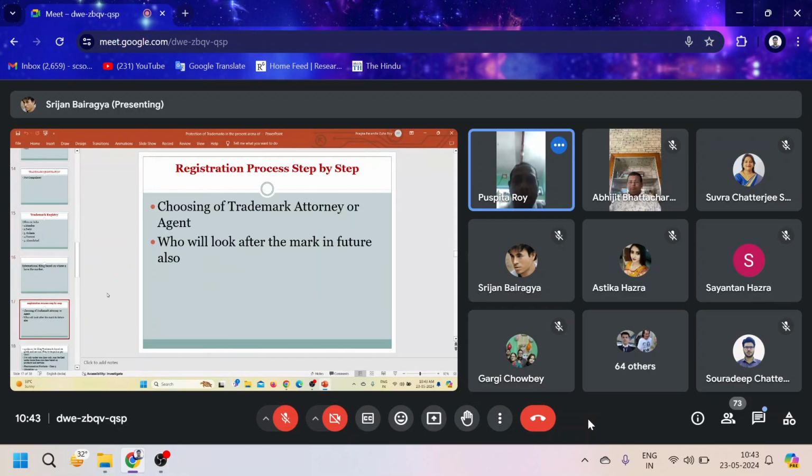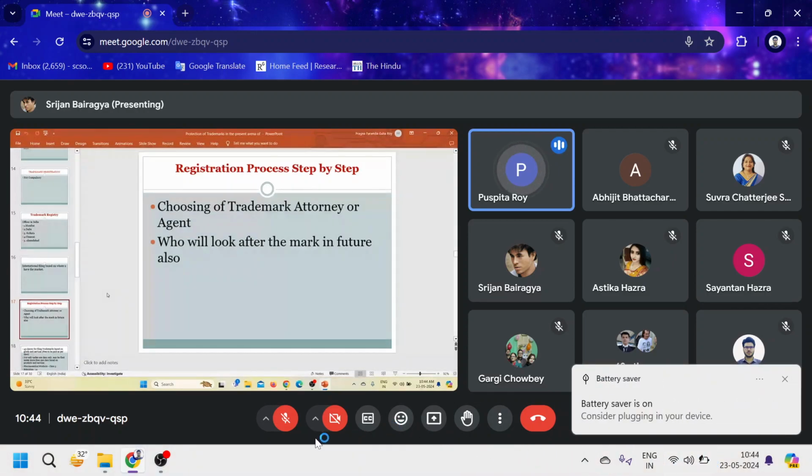Now I would come to the process of registration step by step. Firstly, for registering, I will have to choose a trademark attorney or trademark agent. Through this trademark agent, I will have to apply for registration of my own trademark. What is the basic work of this agent or attorney? He will apply for registration. He will do the searching and everything for the mark. And not only that, the agent or the attorney will also look out in the near future whether the mark is being violated.